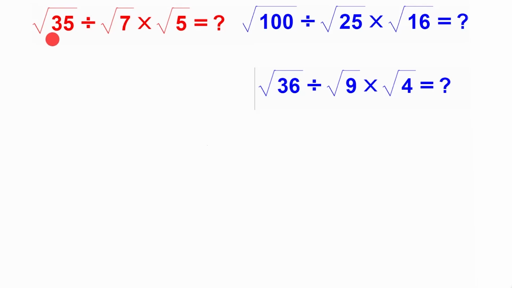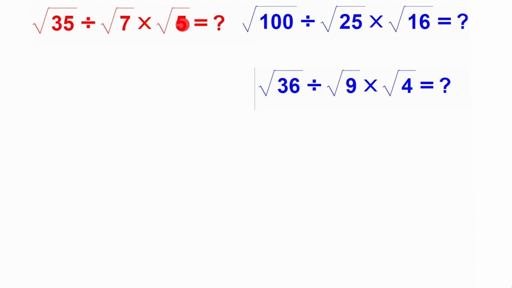So we are having a problem. Square root of 35. The answer is not possible without a calculator. Divided by square root of 7. Obviously we need a calculator and it's going to be a decimal answer. Multiplied by square root of 5. That is also going to be a decimal number.